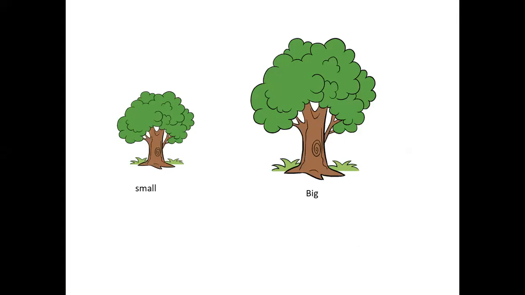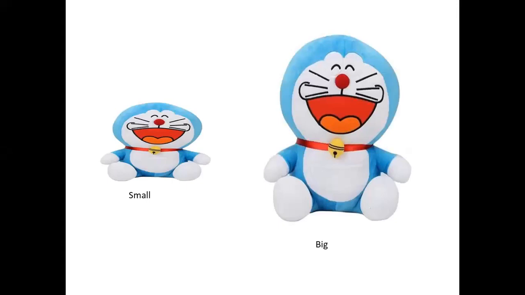In this example, we are seeing a tree, right? How many trees are there? Two trees. Now we are going to find which is small and which is big. The first tree is small and the second tree is big. Can we all repeat it together? The first tree is small and the second tree is big. Small tree, big tree.